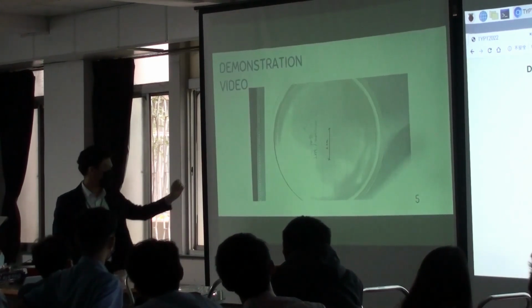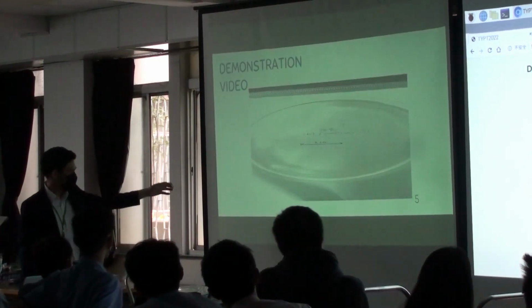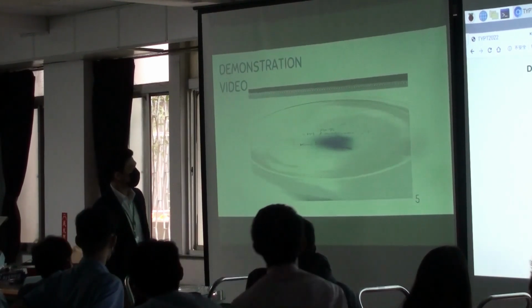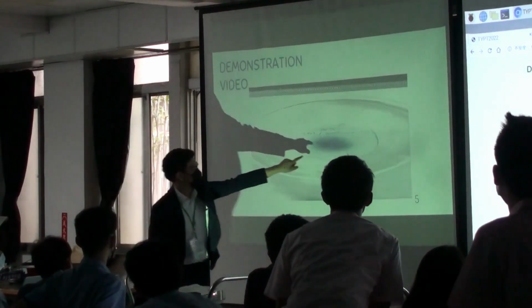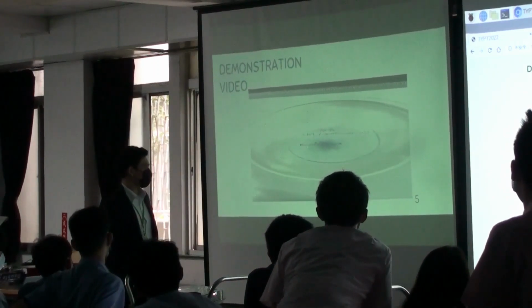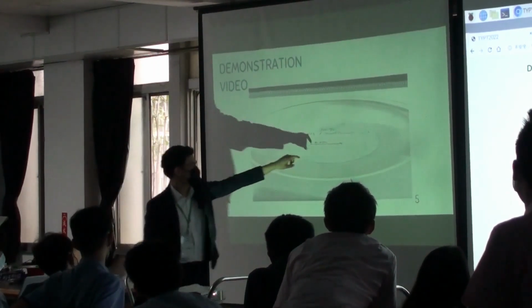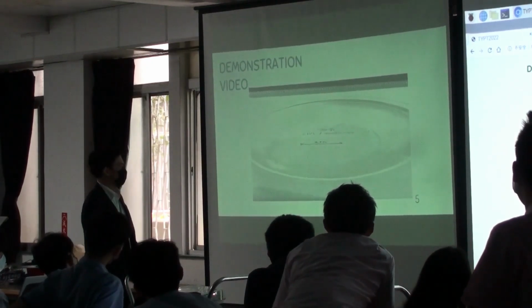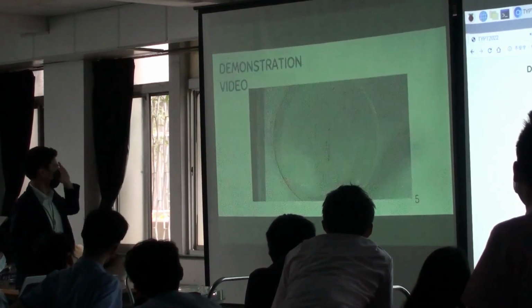So this is a brief demonstration video of what we do. As you can see, we form this inside circle, which we call the rim. And as the rim breaks, we release smaller droplets into the outer circle, and that is the denominator.